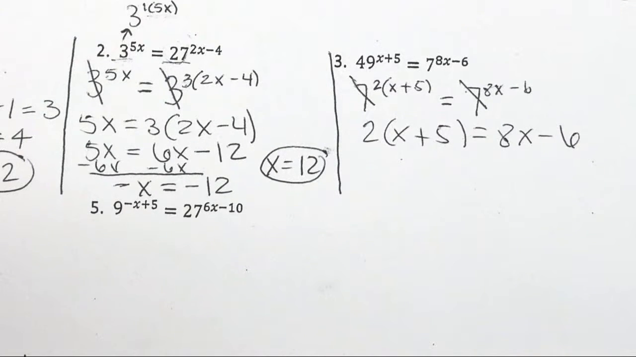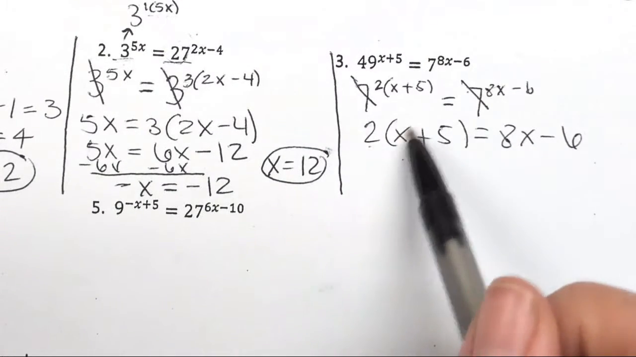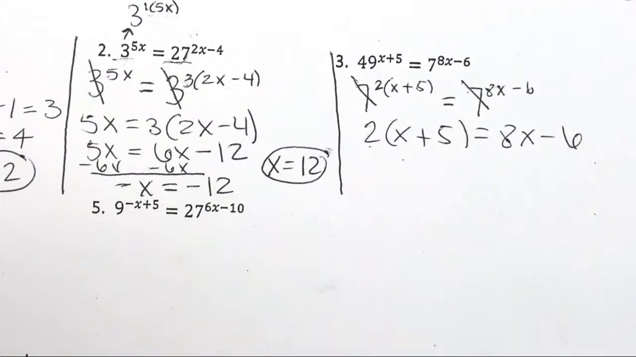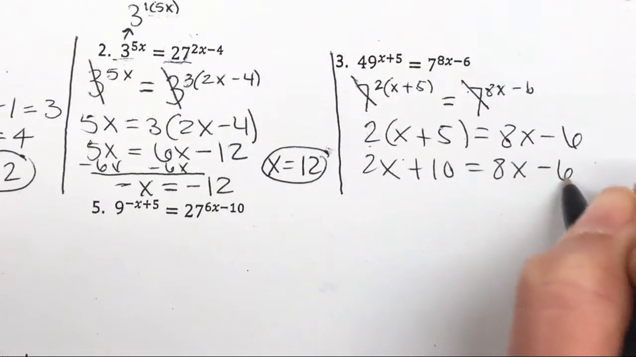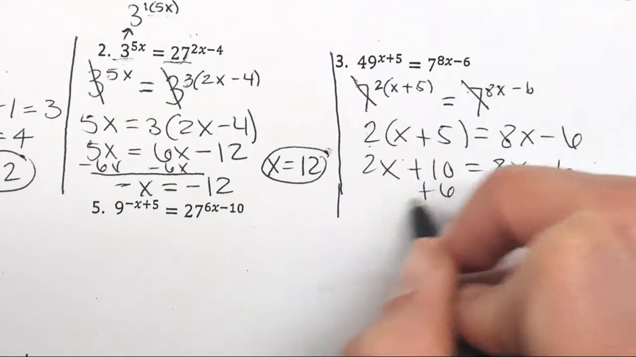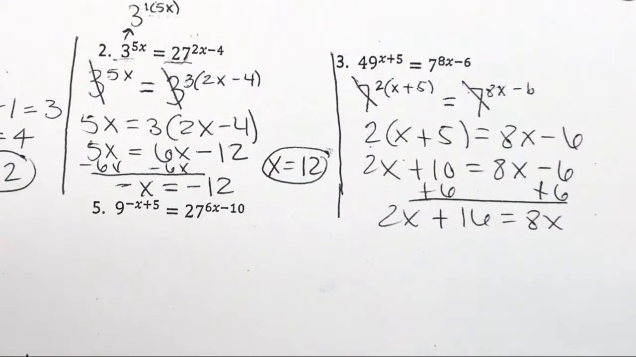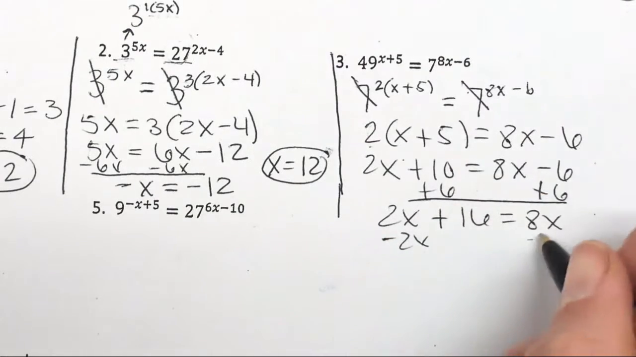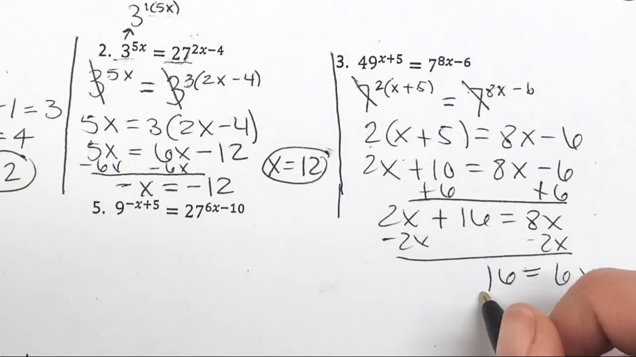What do y'all want to do first? Plus 6? Okay, distribute 2. We could add 6, Seth, but we couldn't add it until we distribute this. Gotcha. So 2x plus 10 equals 8x minus 6. Now what? Alright, I'll add 6 since I heard that the most. So 2x plus 16 equals 8x. Now what? Minus 2x. So we get 16 equals 6x, and then divide by 6.